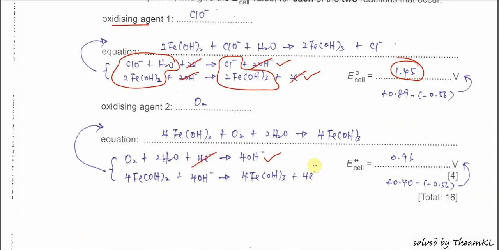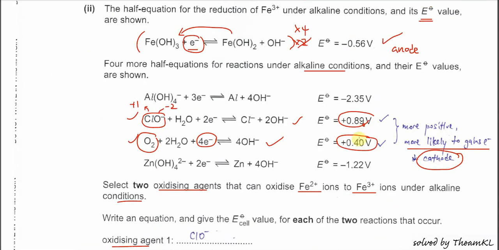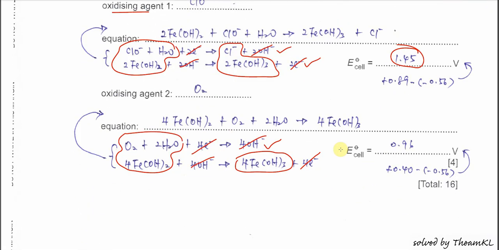Cancel the electrons first. The hydroxide cancels. Then sum up left to left, right to right. This one has only one species. So you get this equation. Now calculate the E cell. Again, use cathode minus anode. So use 0.4 minus negative 0.56. So you get 0.96. Okay, that's all. Thank you.